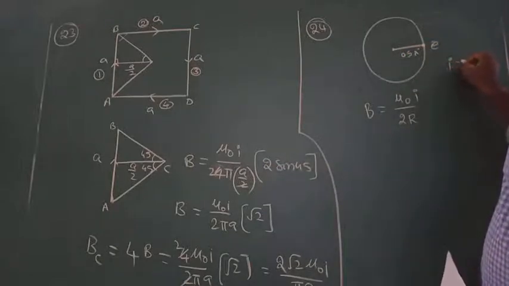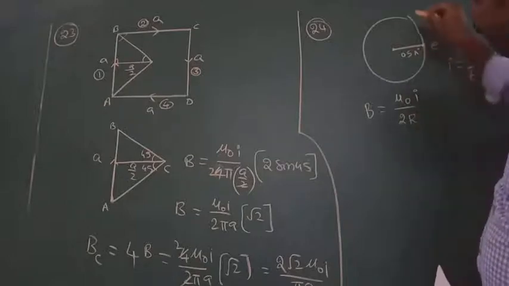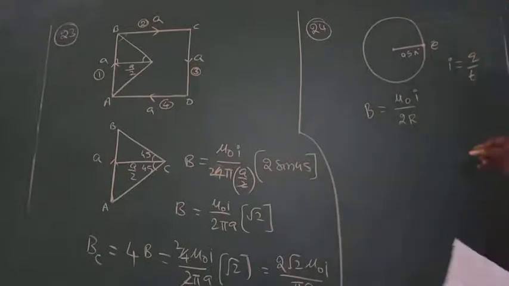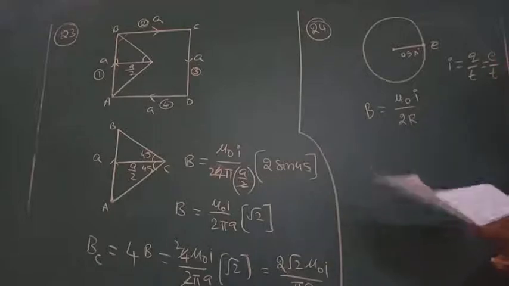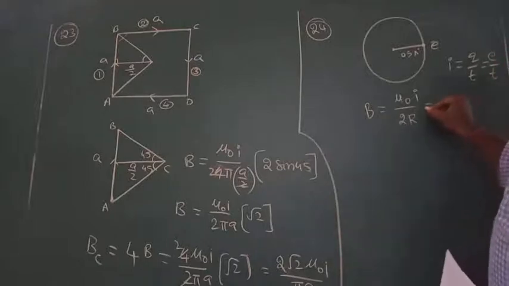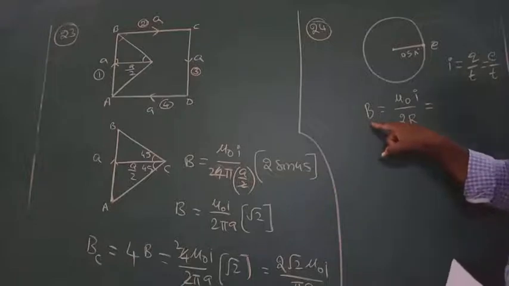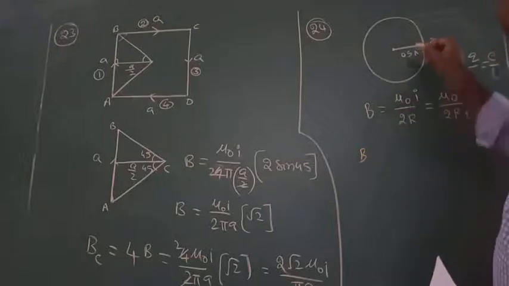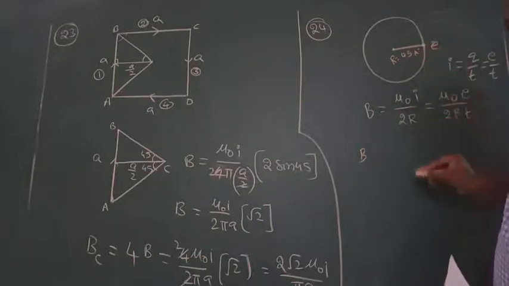In this situation, the current I is equals to Q by T. The current in the circular loop is Q by T, where Q is the charge of an electron. Then we can write the magnetic field induction B equals mu naught I, which is E by T, into 2R into T. Here R means the radius of the circle.